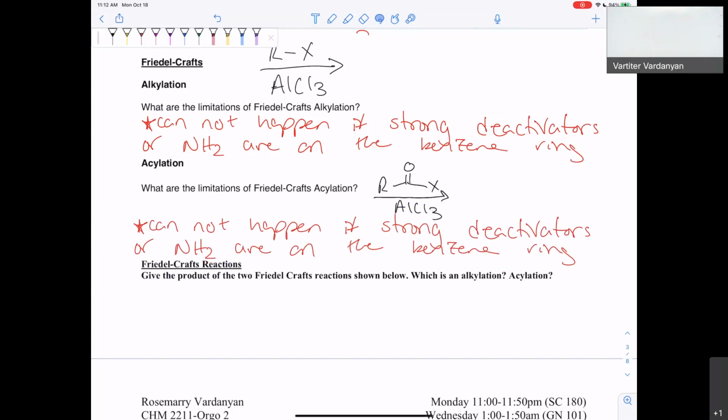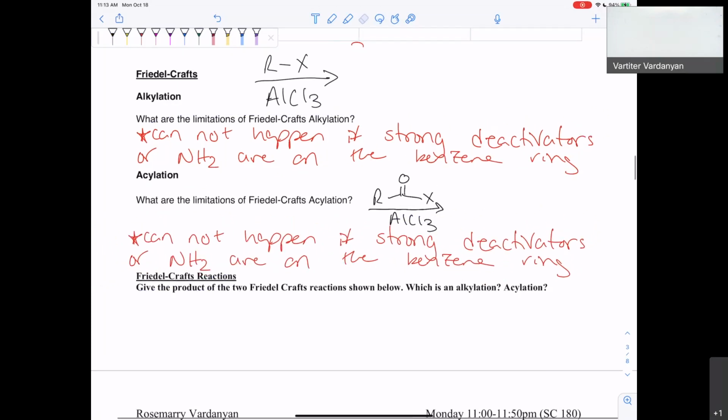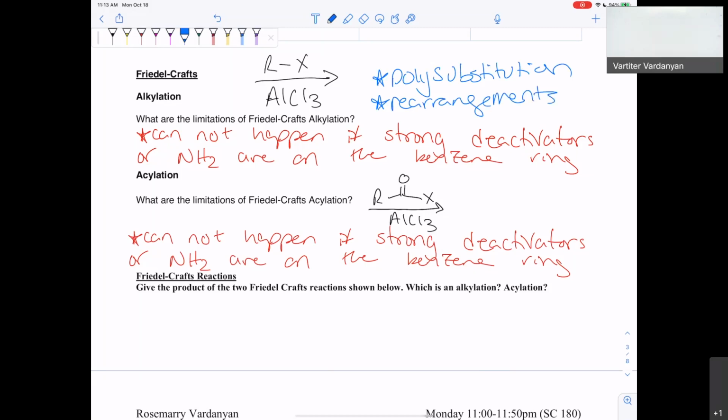And then for the alkylation, we talked about two things that only happen with alkylation reactions. Does anyone remember what that was? Polysubstitution and rearrangement. And why do rearrangements happen? Because there's a carbocation. Cool. Okay. So is everyone good? We remember this stuff? Okay.